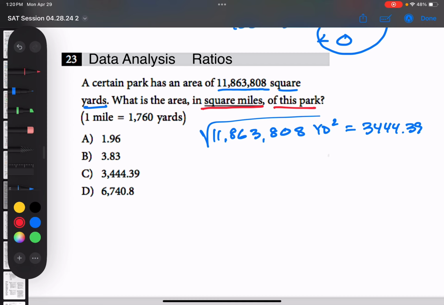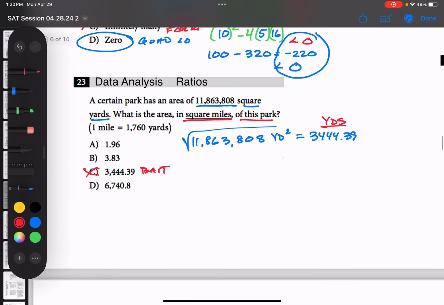Now look at your answer choices. This is bait. They want you to bite on that, but all we did was get the square root of the total number of yards. So that's going to equal 3,444 yards. That's not the answer to our question, so C cannot be the answer. Now, we got the conversion. They want it in miles. So if we're going to convert it to miles, I'll use labels.